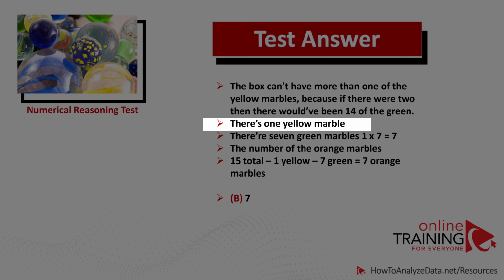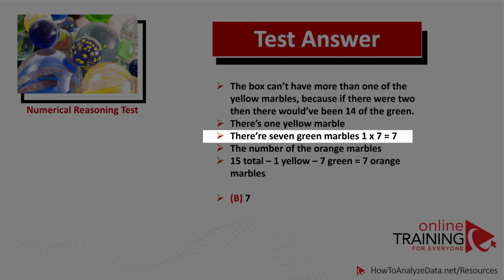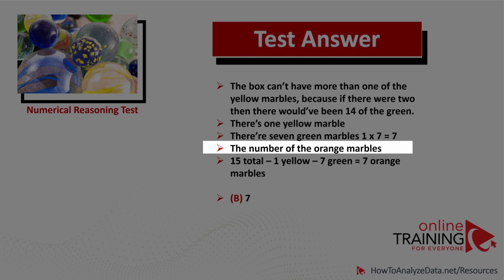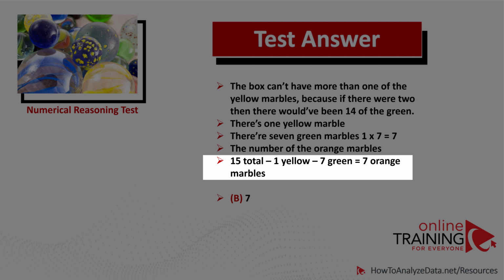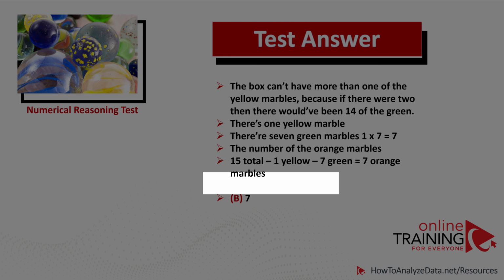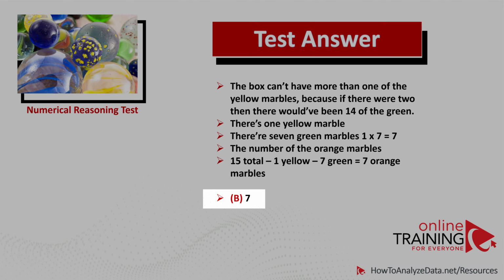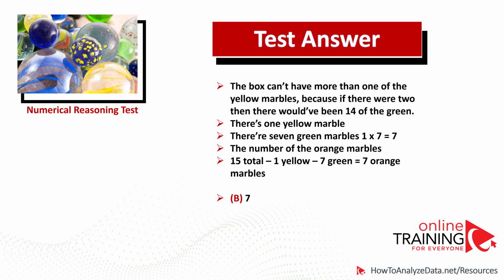So if there is only one yellow marble, then there are 7 green marbles, because there are 7 times more green marbles than yellow. And the number of orange marbles is then calculated as 15, which is the total number of marbles, minus 1 yellow marble, minus 7 green marbles, which equals 7 orange marbles. 7 orange plus 7 green plus 1 yellow would total 15. So the correct answer here is choice B, 7. Hopefully you've got this question and understand how to solve these types of problems on the test.